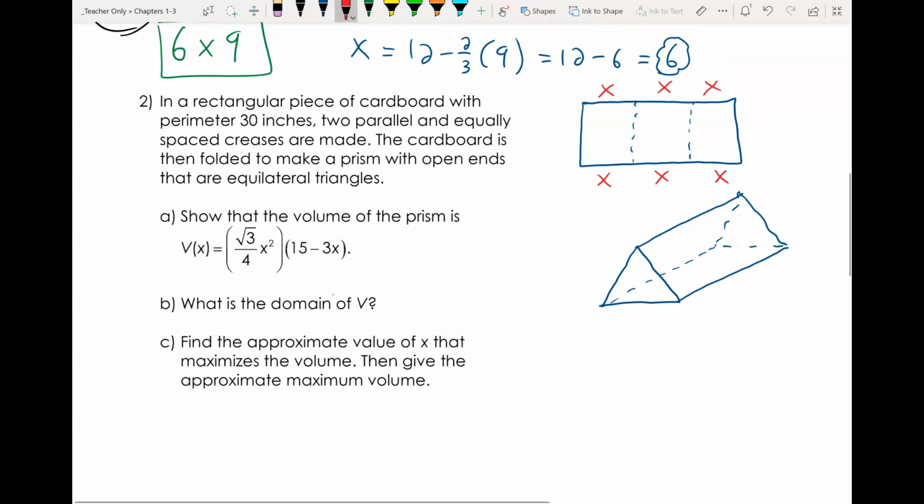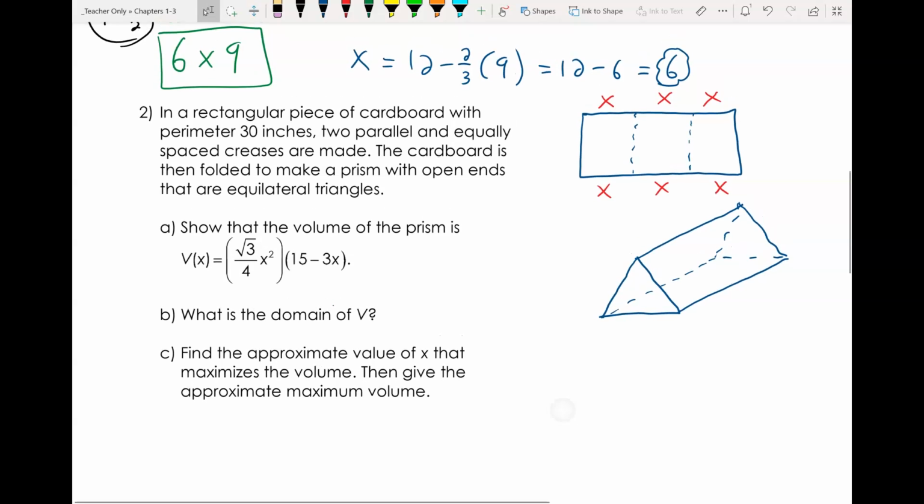So far, of my 30 inches that I'm allowed, I've used 6x. So I have 30 minus 6x left to split evenly between both sides. So if I have 30 minus 6x total, divided by 2, gives me 15 minus 3x. That will be each of these sides. And if you add up all those sides, you will certainly find that the perimeter is 30 inches.